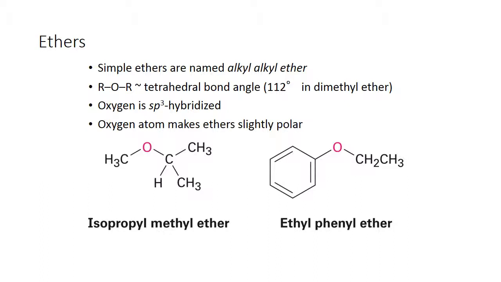The simple ethers have common names that are derived by naming the alkyl group on either side and then ending with ether. So, for example, down here, we call this isopropyl methyl ether. Notice we put the alkyl groups that are attached to the oxygen in alphabetical order. So this over here is ethyl phenyl ether. All we're doing is just naming what is the carbon chain on one side, what is the carbon chain on the other side. But we only do this for the simplest ethers.